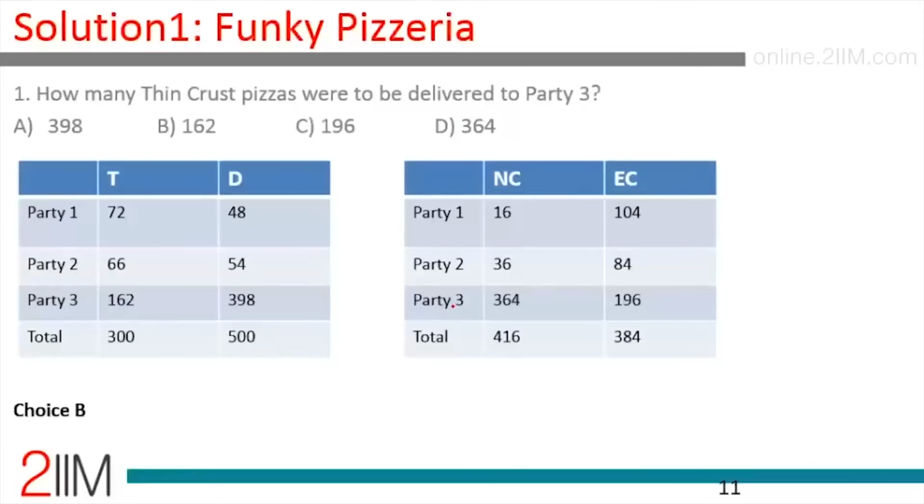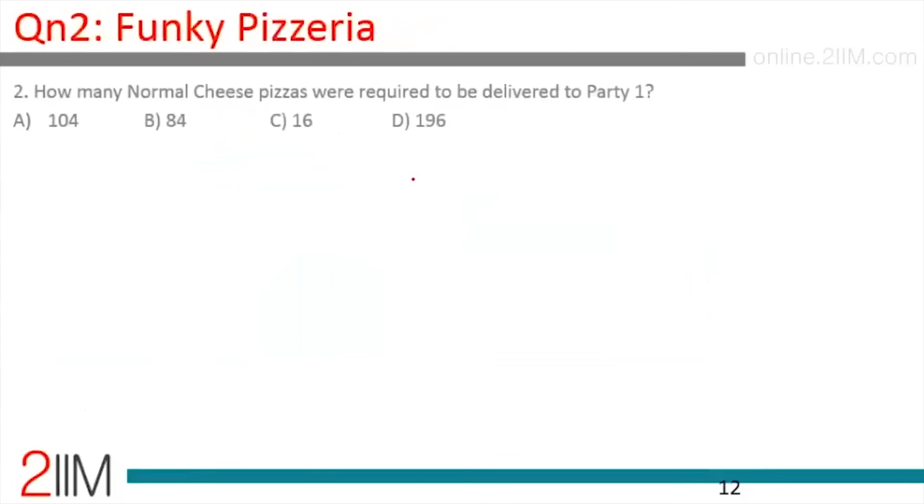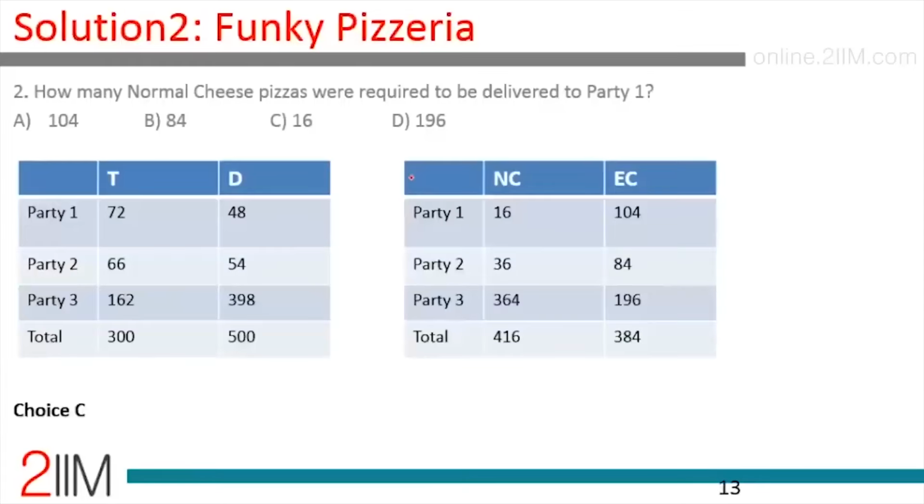Party 3, thin crust, 162. Done. Straightforward. Once you've got the whole grid, all we are doing is writing down the answer. Nothing more than that. How many normal cheese pizzas were required to be delivered to party 1? Party 1, normal cheese pizzas.